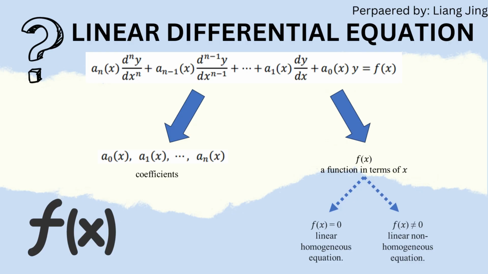What is linear differential equation? The general form of a linear differential equation can be expressed in the form of this, where these terms are called coefficients and f(x) is a function in terms of x. If f(x) equals 0, then the equation is called linear homogeneous equation. If f(x) does not equal 0, then the equation is called linear non-homogeneous equation.